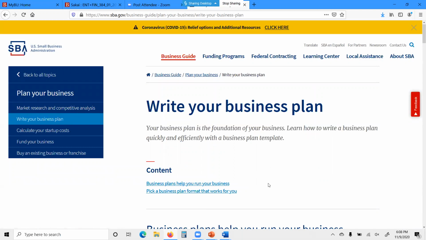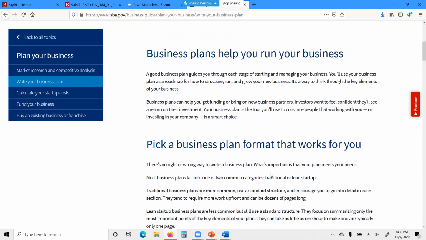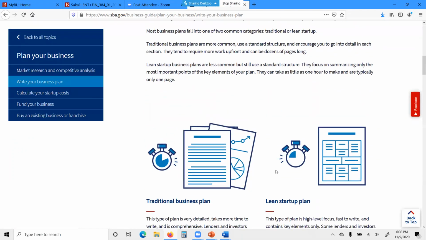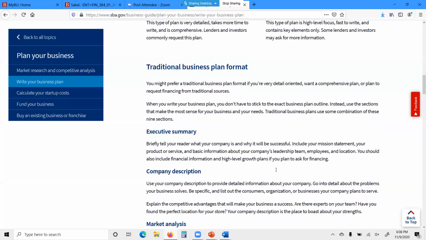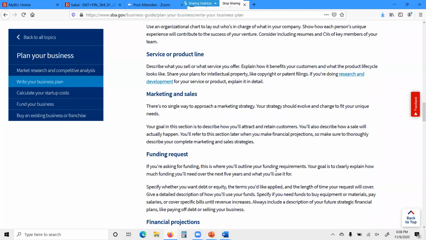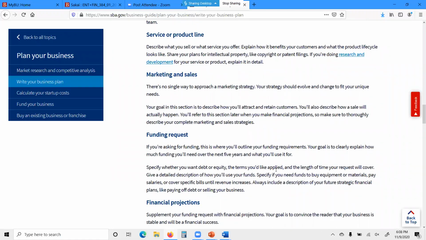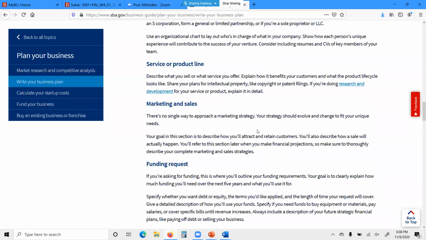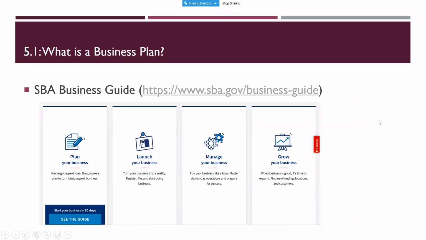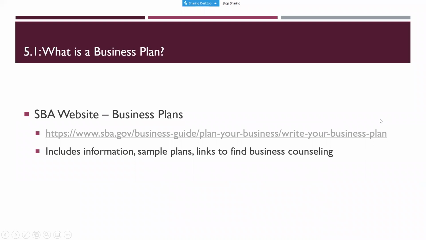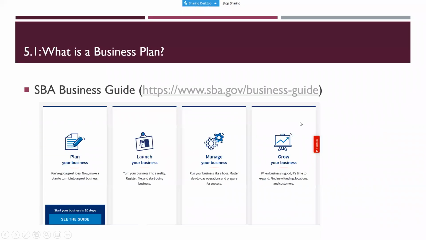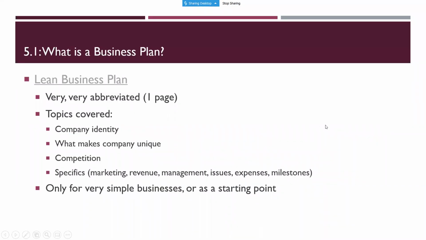SBA actually has some information about business plans, what kind of format works for you, and they give a couple of examples. They give a good condensed explanation about business plans right here. I gave you both the link to that SBA business guide, and the slide before gives you the link that takes you directly to the page on business plans. I'm going to talk about a couple of the ones that are given.